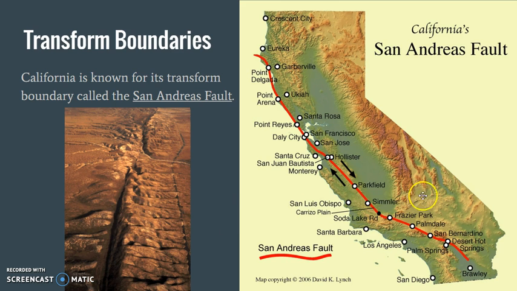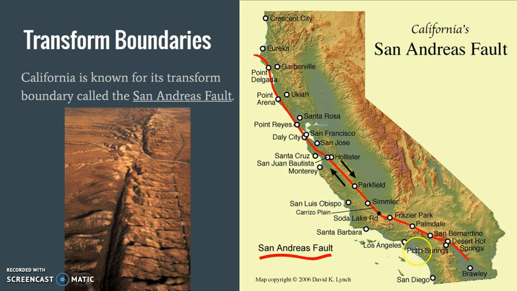All right. California is known for a very famous transform boundary called the San Andreas Fault. This map shows you where the San Andreas Fault is in California. And you see from the arrows right here, this part of it, the part closest to the Pacific Ocean, is moving toward the north, and the North American plate over here is moving kind of toward the south.